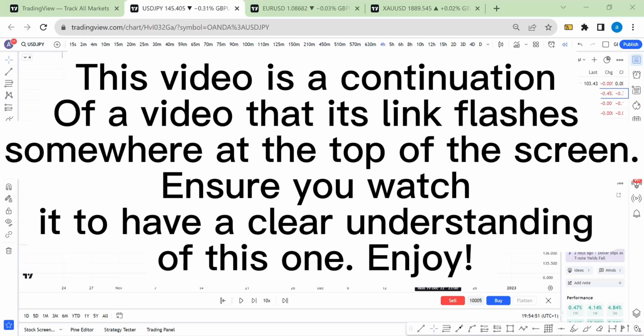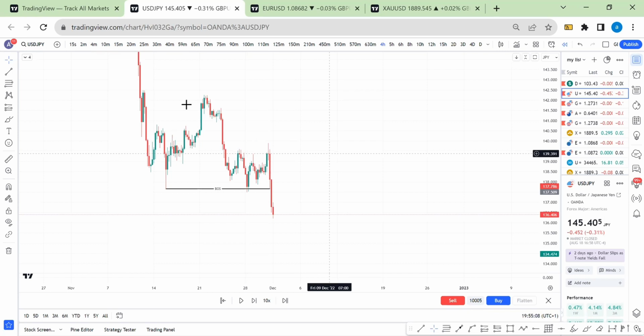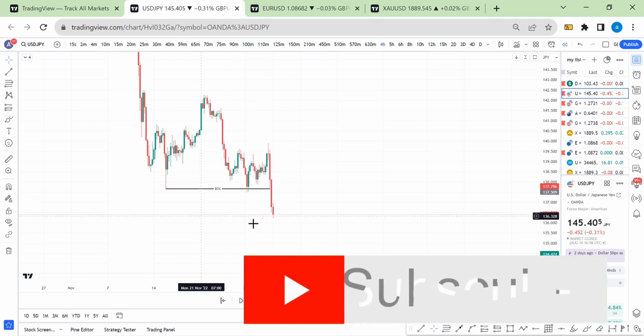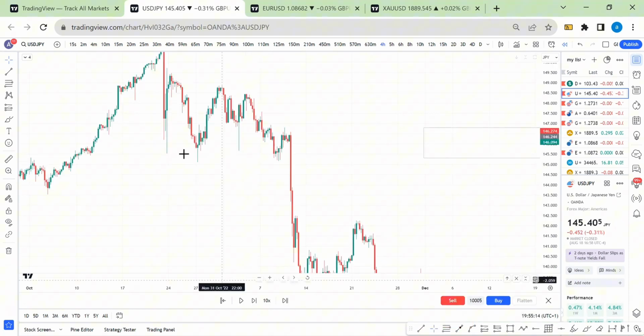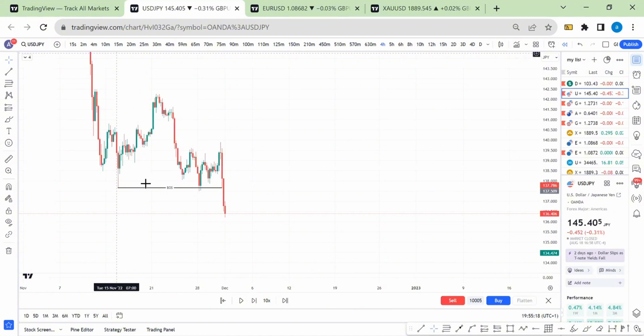Welcome to this video, and we'll be seeing the explanation we had in the previous video on the chart. The annotation I drew for you, we'll be seeing how it works on the chart. So we just pick this chart from here. We can pick it from anywhere we want to. I decided to pick it from this point.